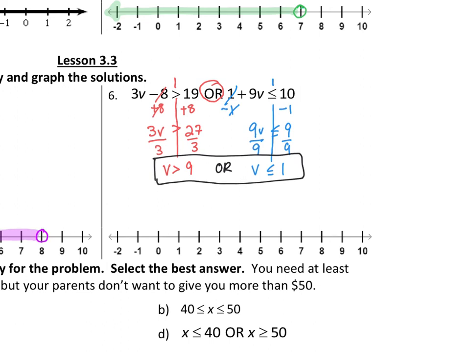And then when we graph it here, we've got an open circle at 9, and then v is greater than 9, so we will shade above. So all the values above 9 right there. And for v is less than or equal to 1, a closed circle right here at 1, and then shade below that 1 like that.